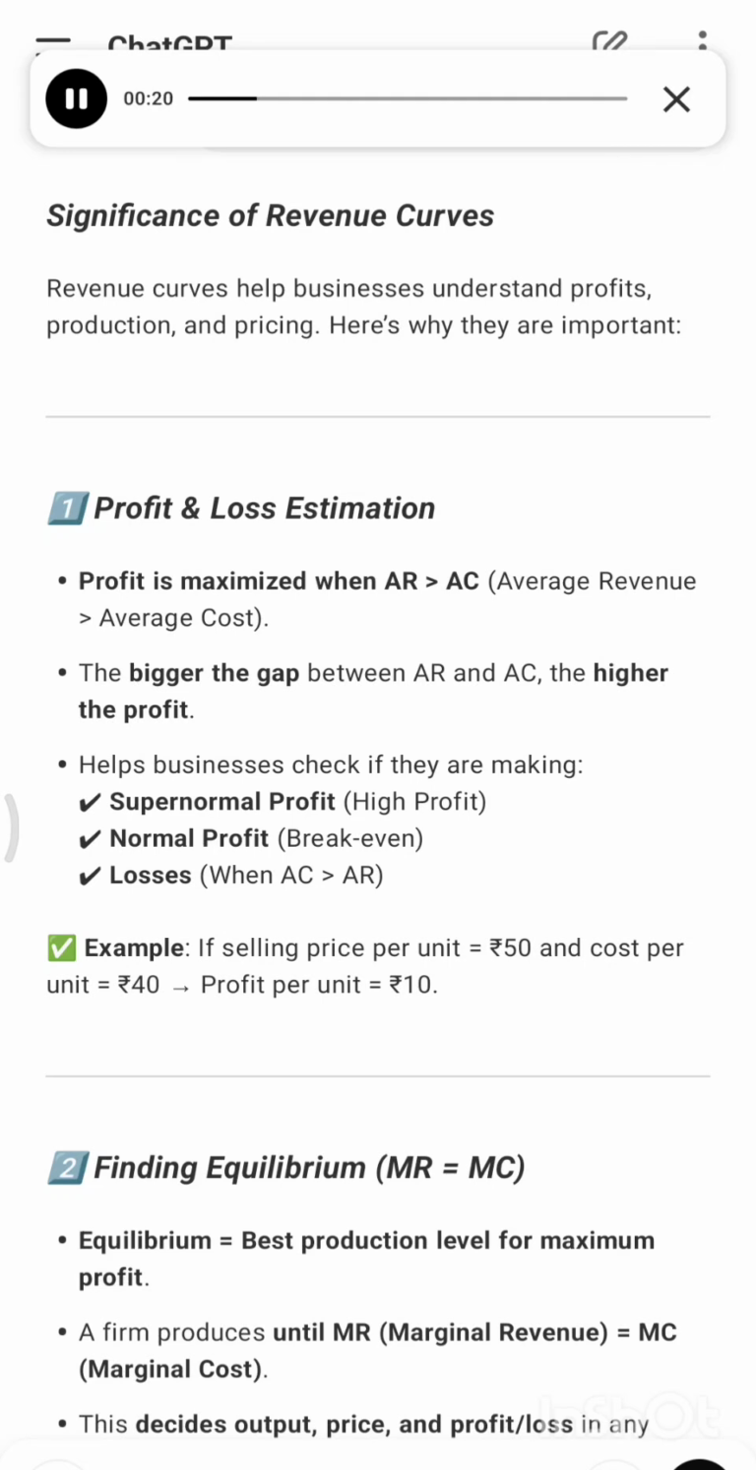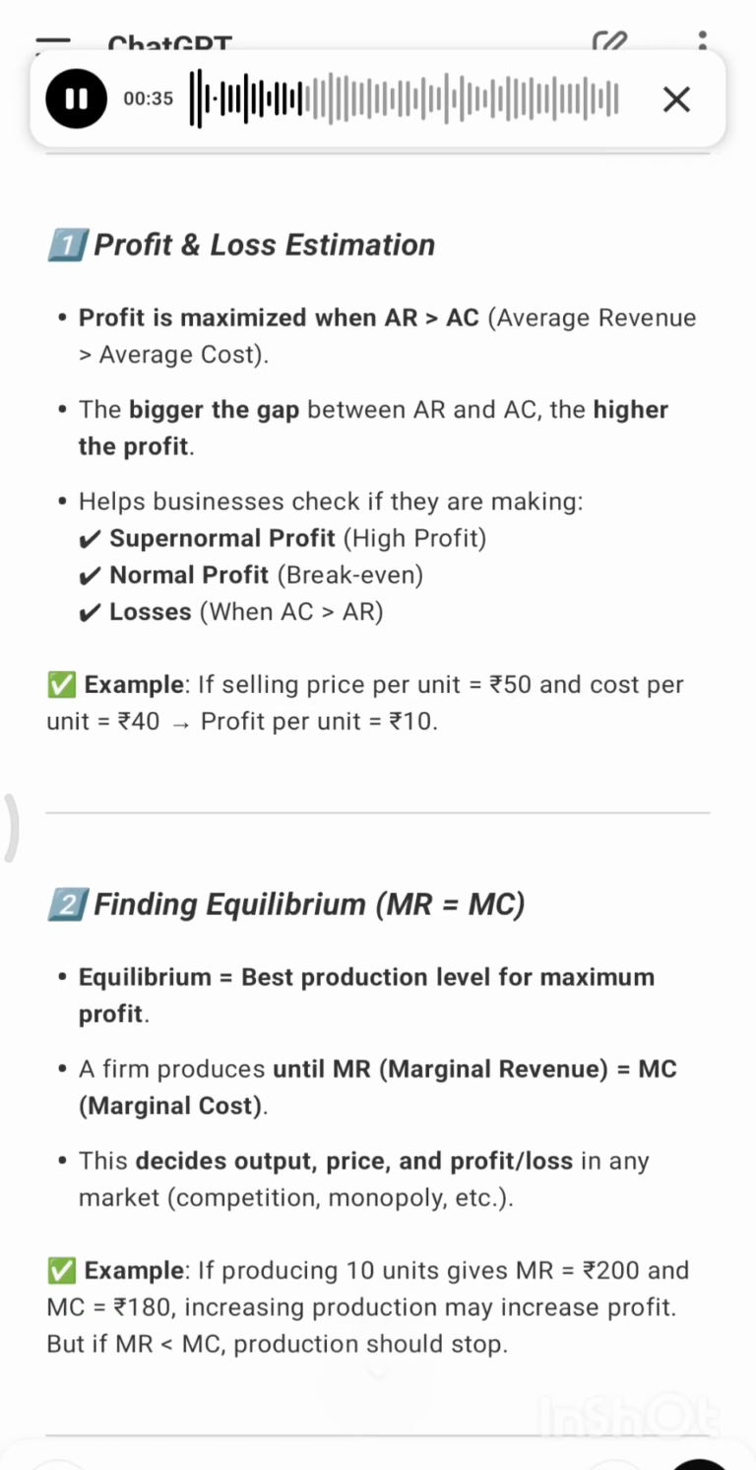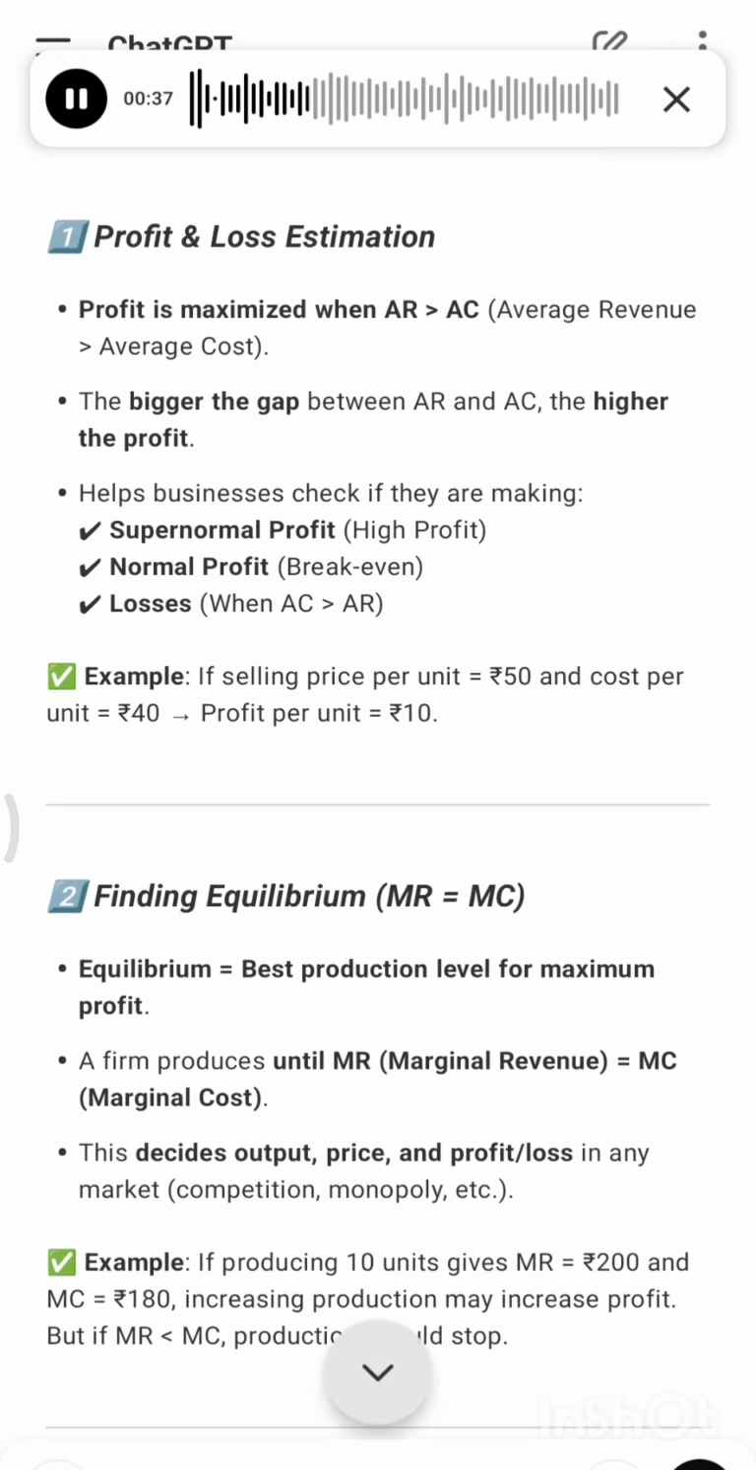Helps businesses check if they are making supernormal profit, high profit, normal profit, break even, or losses when AC > AR. Example, if selling price per unit equals 50 and cost per unit equals 40, profit per unit equals 10. 2. Finding equilibrium, MR equals MC. Equilibrium equals best production level for maximum profit.